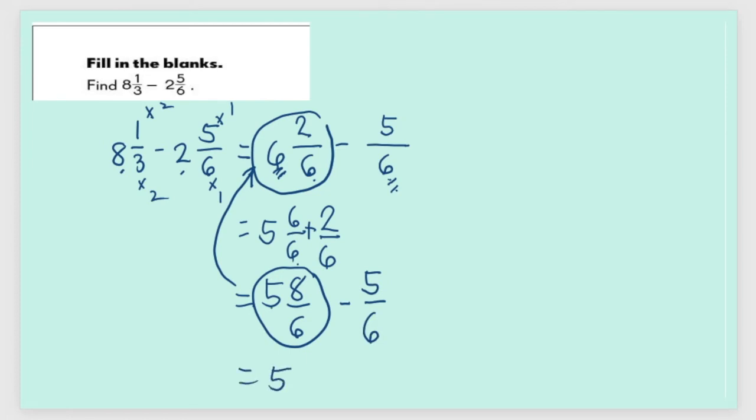8 minus 5 is 3, and we retain the denominator of 6. Take note that when we express our final answer, we have to see to it that it is expressed in simplest form. And as we know that 3 over 6 is not yet in its simplest form, so we'll divide them by their common factor, which is 3. So 3 divided by 3 is 1. 6 divided by 3 is 2. The final answer is 5 and 1/2.